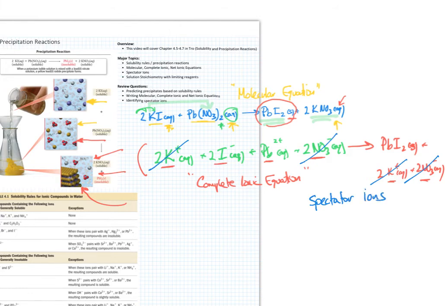Let's rewrite this equation without the spectator ions present. Pb2 plus aqueous plus 2 I minus aqueous yields PbI2, and that's a solid. We've got the correct states of matter on here. Now we recognize this is a new form of equation, a much simpler equation with much less going on. That's actually showing what's happening in the chemical reaction without the spectator ions. We call this one the net ionic equation.